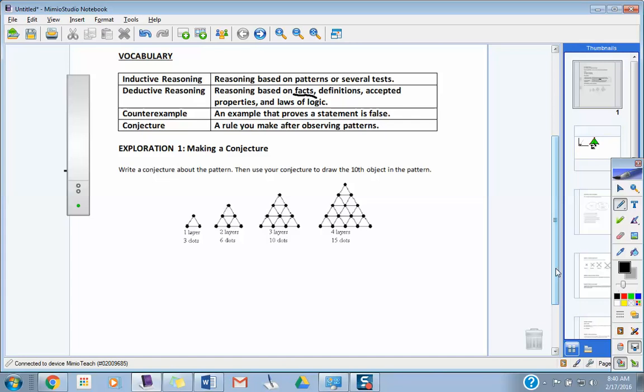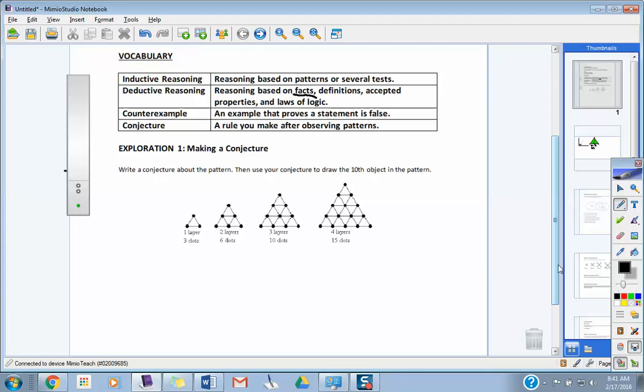And then the last thing is conjecture. We're going to make some conjectures about some of the patterns we look at today. A conjecture is simply a rule that you make after observing patterns. So what I want to do is make a conjecture about this exploration one, and then I'm going to have you guys do an activity here together, and we're going to talk about what's going on there.